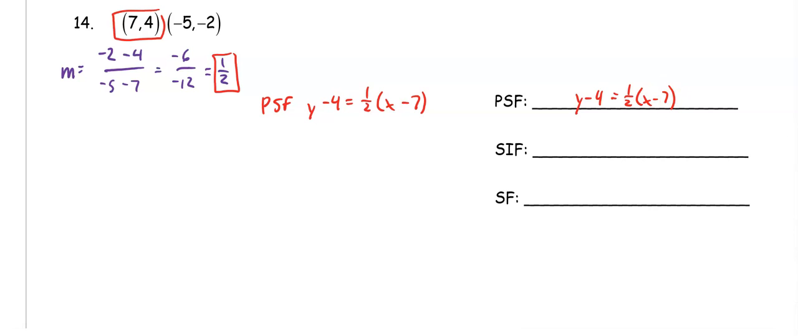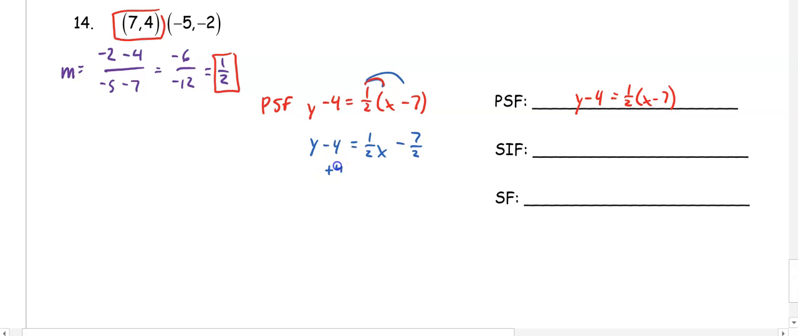To get into slope-intercept form, we're going to distribute the half. Y minus 4 equals 1/2 x minus 7 over 2. And then we can add 4 to both sides. Y equals 1/2 x plus 1/2. Remember, it's okay to have fractions as a y-intercept sometimes.